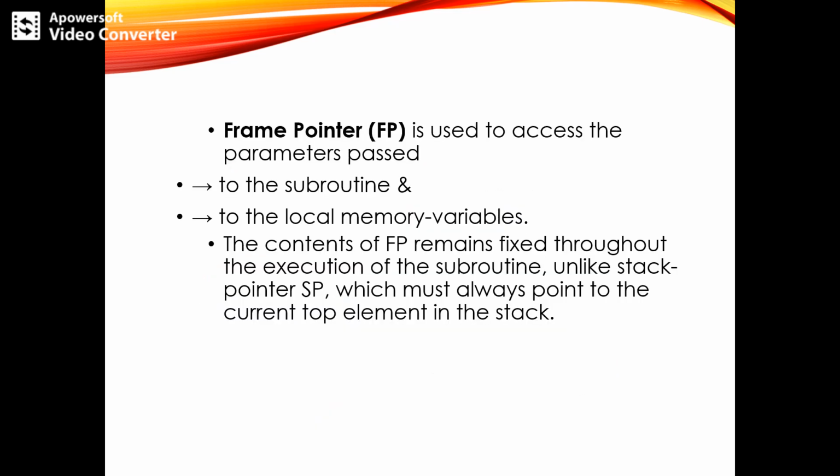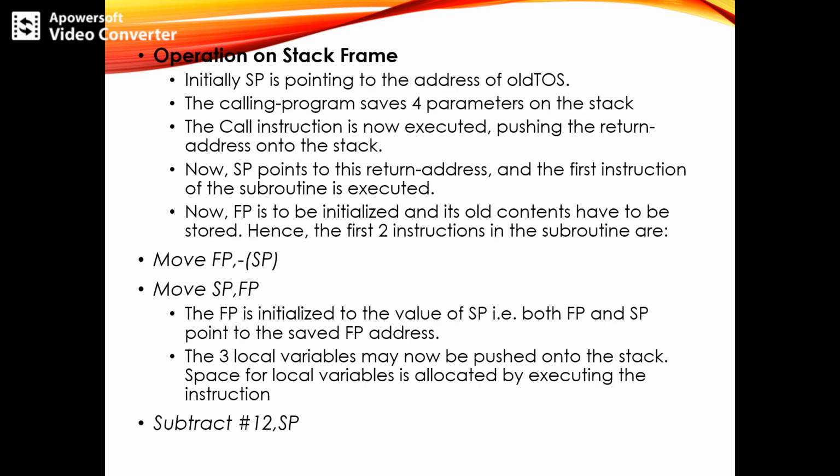So the frame pointer is used to access the parameters passed to the subroutine and the local memory variables. The content of FP remains fixed throughout the execution of the subroutine, unlike the stack pointer SP, which must always point to the current topmost element in the stack. So, operations on the stack frame. Initially, SP is pointing towards the old TOS, top of the stack. The calling program saves 4 parameters, parameters 1, 2, 3, 4, on the stack.